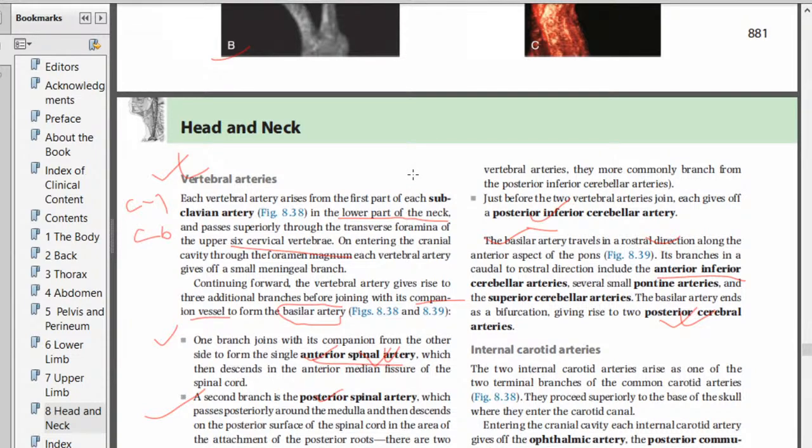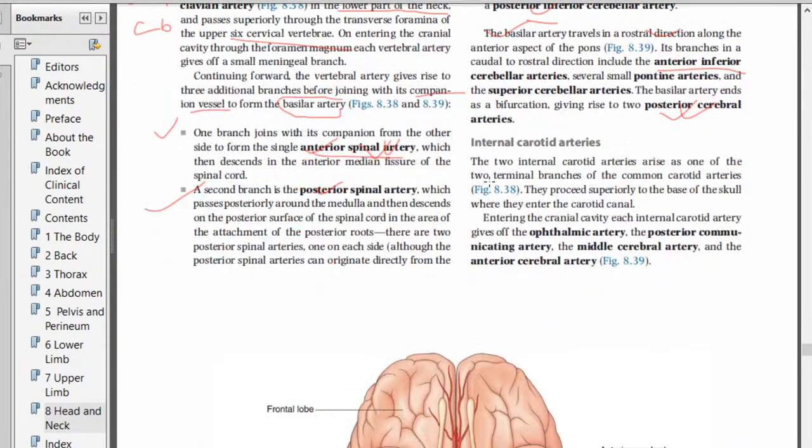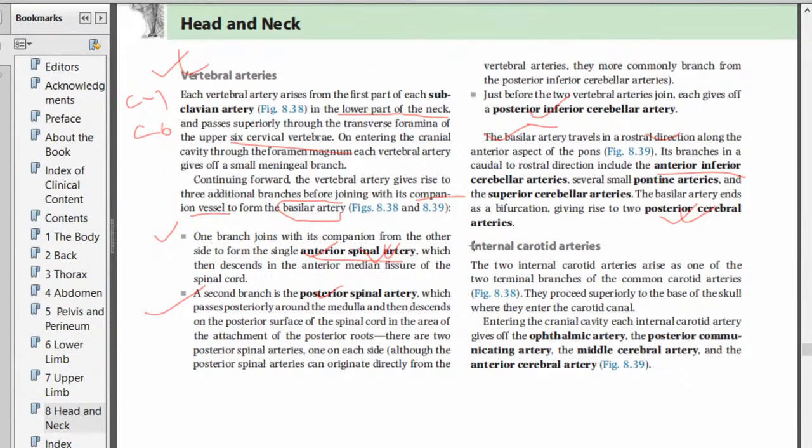The two internal carotid arteries arise as one of the two terminal branches of the common carotid arteries. They proceed superiorly to the base of the skull, where they enter the carotid canal. So let's talk about the internal carotid artery. The two internal carotid arteries arise as one of the two terminal branches of the common carotid artery.